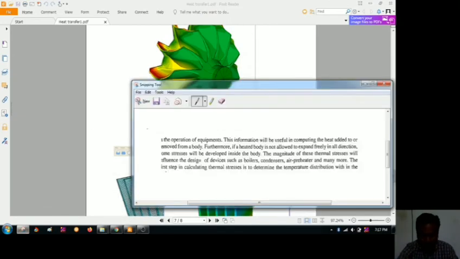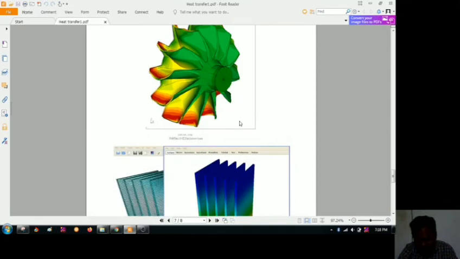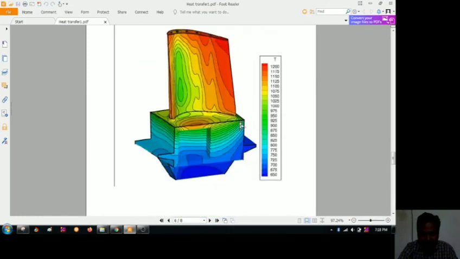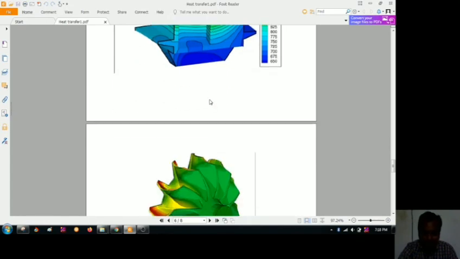there may be a chance of damage to the part. So I'll read one topic here: if the heat in a body is not allowed to expand freely in all directions, some stresses will be developed inside the body, and this will harm the entire structure itself, right? The entire body will collapse. As an example, if we are designing some turbine blades like this and you are not knowing the thermal expansion of this blade, after exposing to a certain temperature, this particular blade may expand and it may affect the casing of the engine. It may damage the whole engine itself, and that is the problem.